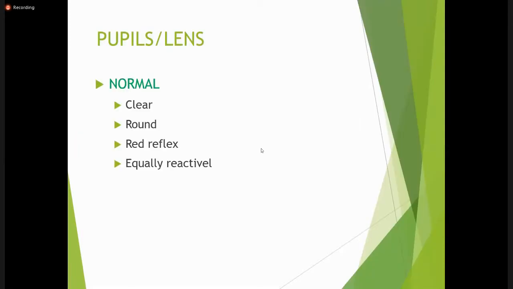Then come the pupils. Normally they should be clear, round, with a red reflex, and equally active. If there is any opacity that reflects, then this is considered abnormal.